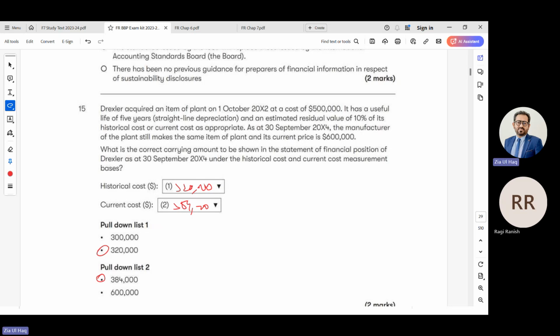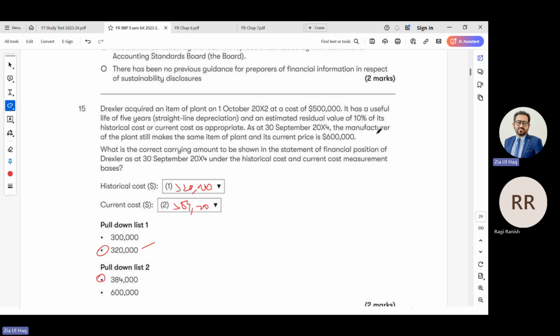On 1st October 20x2, the cost is 500,000. It has a useful life of 5 years, straight line depreciation, and an estimated residual value of 10%. What is 10% residual value? 50,000. So 450 depreciable amount divided by 5 years, that is 90,000 per year depreciation. Historical cost or current cost as appropriate at 30th September 20x4. So from October X2 to September 20x3, 2 years depreciation, that is 180. If we deduct 180 from 500, we will arrive at 320.